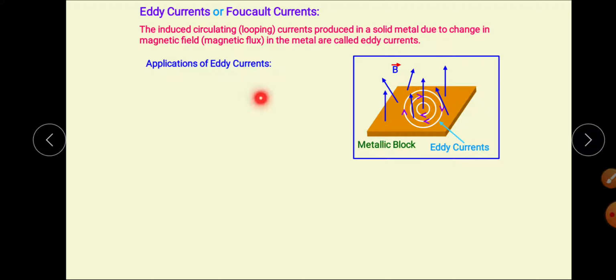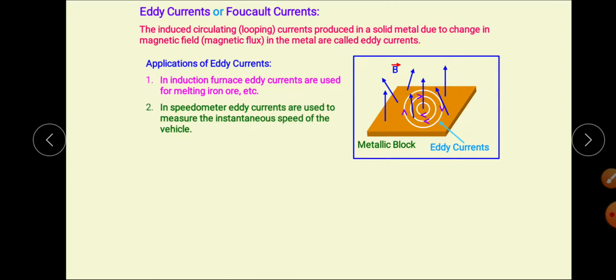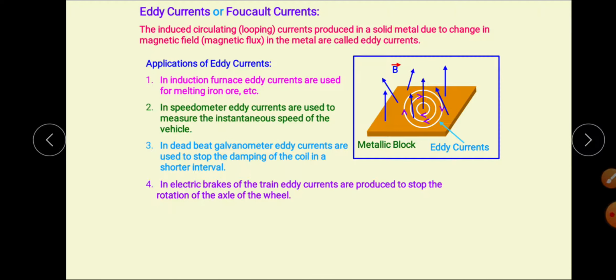Now for applications. These eddy currents are very, very important, and they have found many applications in daily life. Some of the applications are discussed here. Number 1, induction furnaces. Dear students, in industries induction furnaces are used.